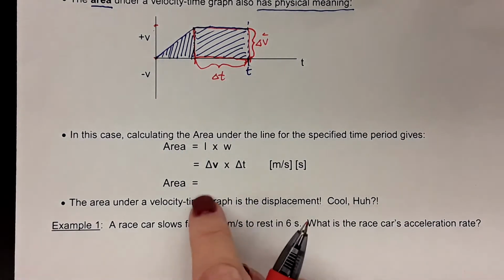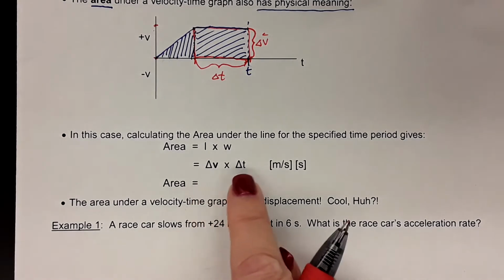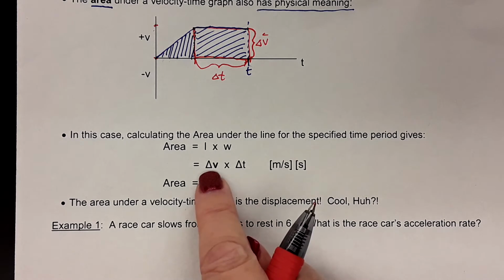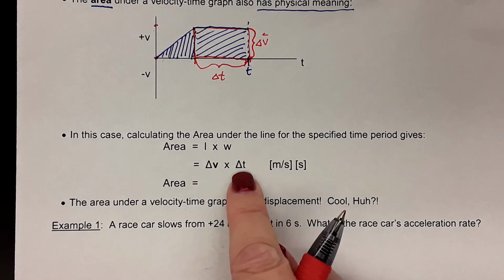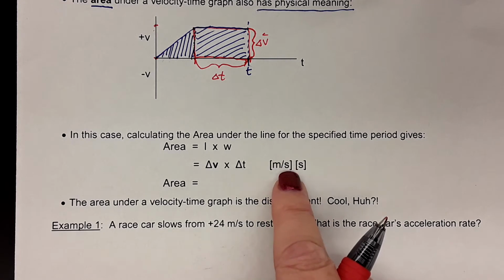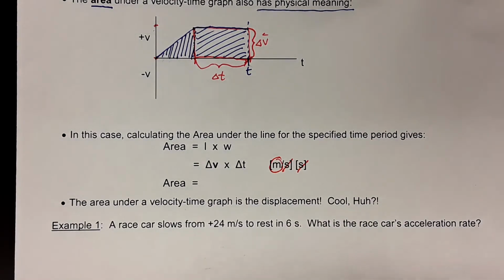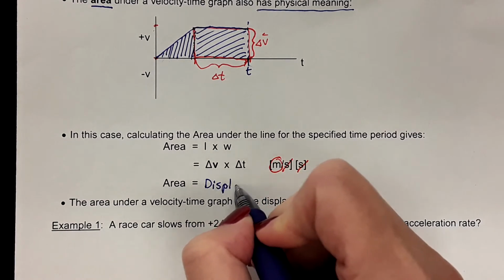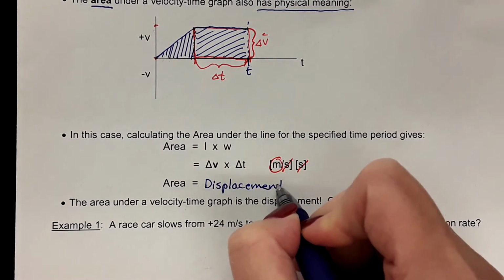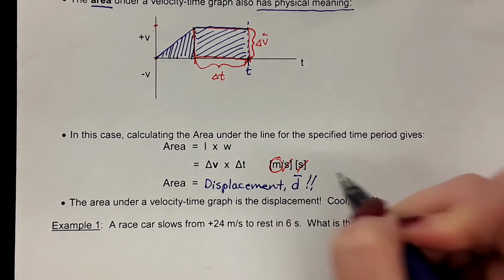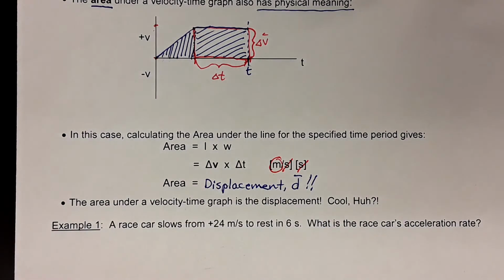But what does that give us? Well, look at the units. If we say one side's the length and one side's the width, and then look at the units, velocity is measured in meters per second, time is measured in seconds, meters per second times seconds, the seconds cancel out and they leave behind meters. What do we measure in meters? Oh, we measure displacement or distance. So that is the area under the graph. How about that? We can see how far we've gone in a certain time period by finding the area. And that's kind of cool.